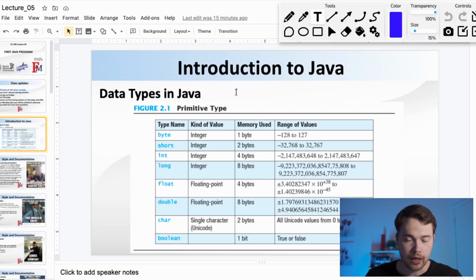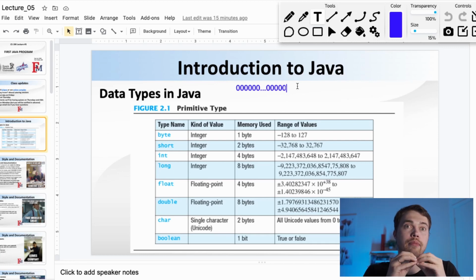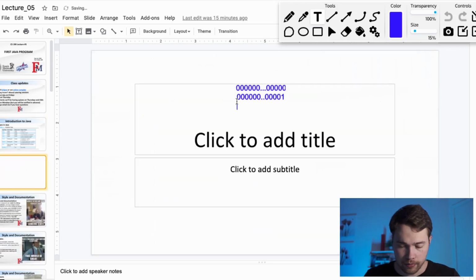Okay, let's talk about that. What is the lowest value you can have with 32 zeros and ones? That will probably be 32 zeros. If I have 32 zeros, I'll have the lowest possible value of that number. Now what would be the highest possible value? Well, the next value after that would be zeros and then 1 at the end.